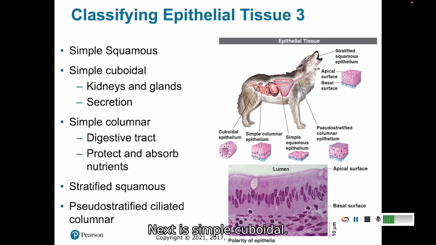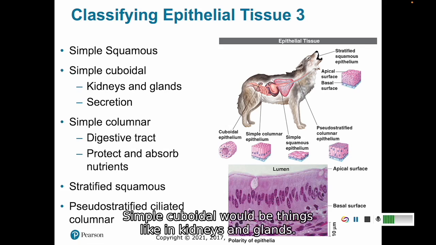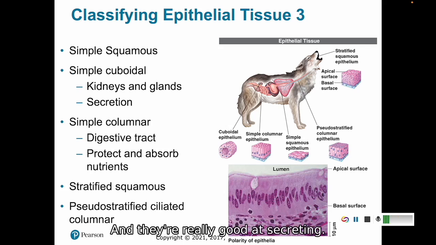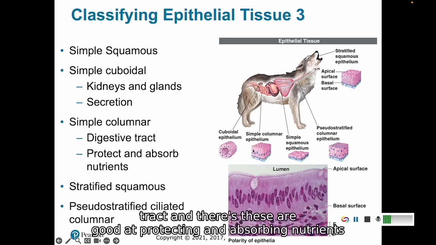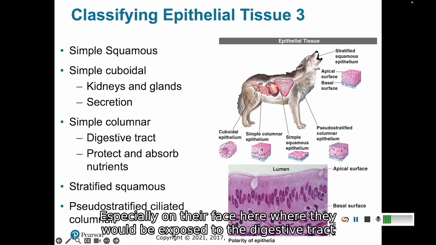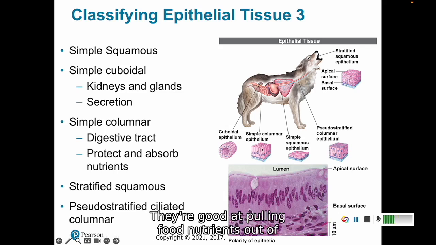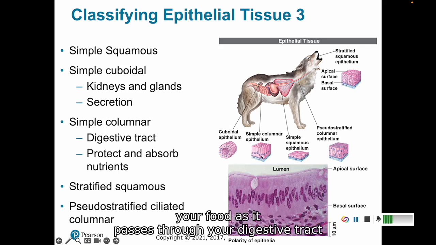Next is simple cuboidal. Simple cuboidal would be things like in kidneys and glands, and they're really good at secreting. Then we have our simple columnar. This would be what we find in our digestive tract, and these are good at protecting and absorbing nutrients, especially on their face here where they would be exposed to the digestive tract. They're good at pulling nutrients out of your food as it passes through your digestive tract.